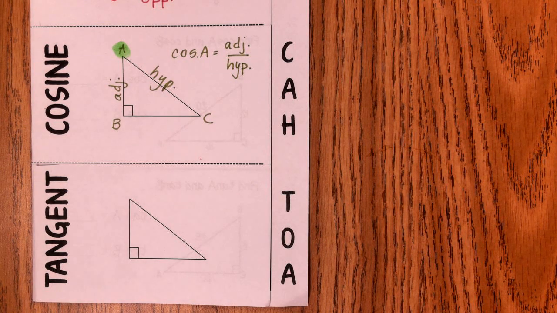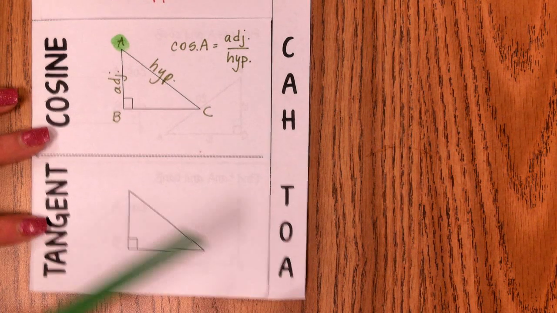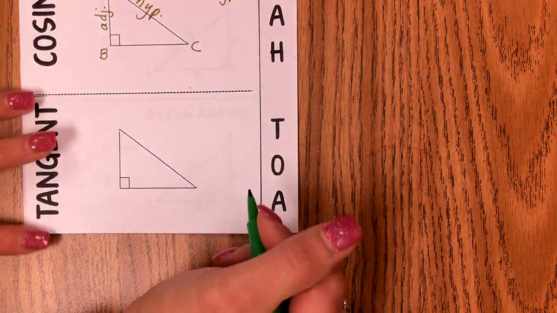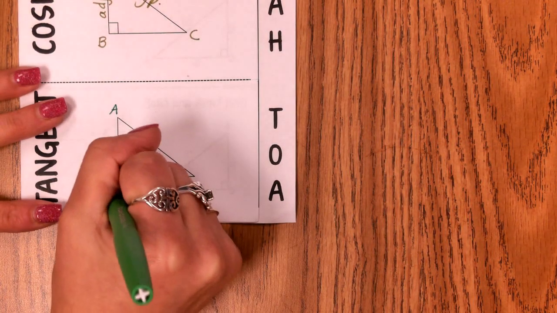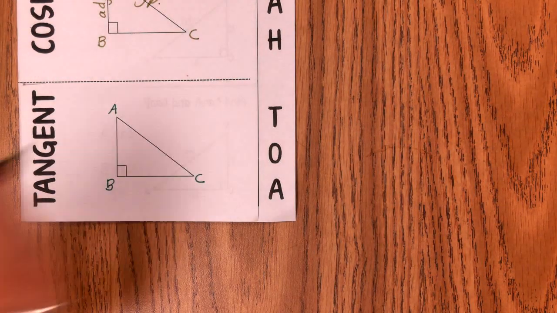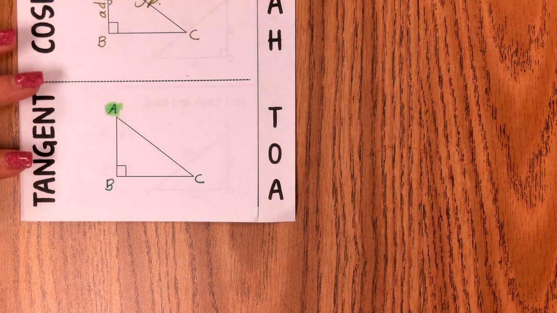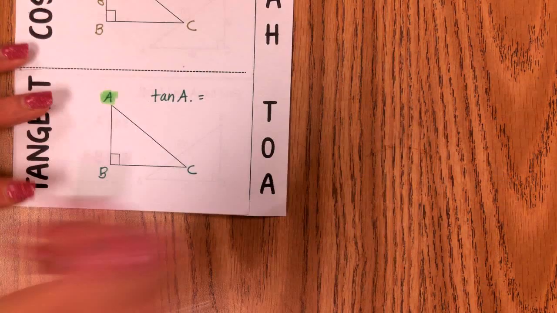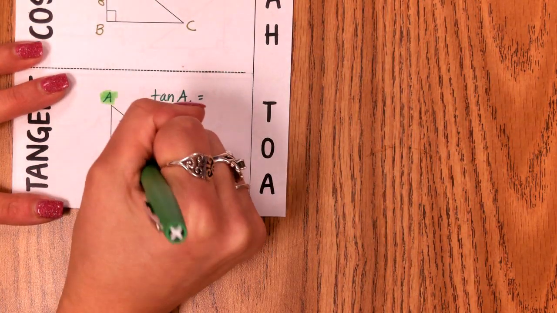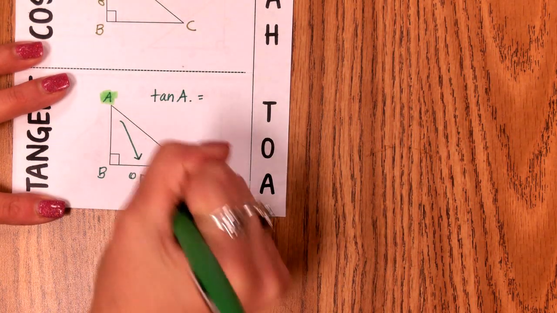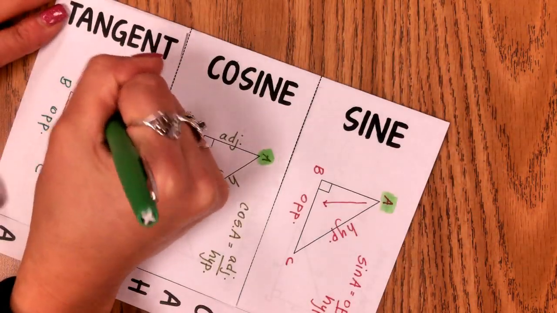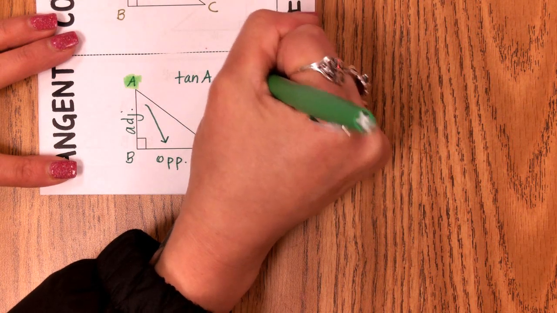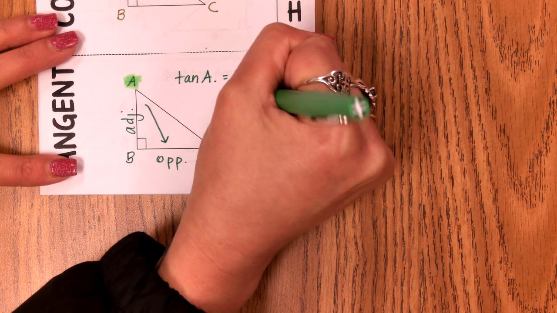The last one is called tangent. TOA. O over A would be opposite over adjacent. Again, I'm going to use the same angle to show the difference. This is again triangle ABC. If I want to find the tangent of angle A, it would be the opposite side over the adjacent side. So the tangent is found by putting the opposite over the adjacent like that.